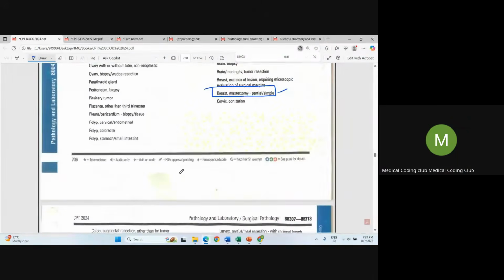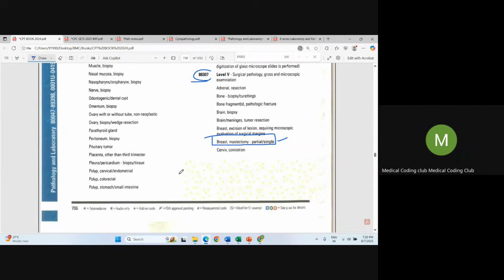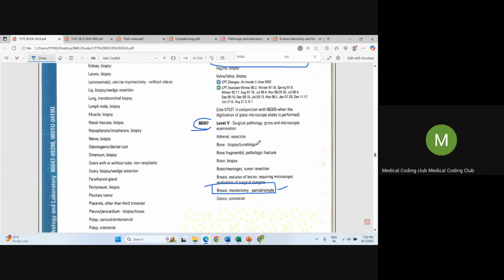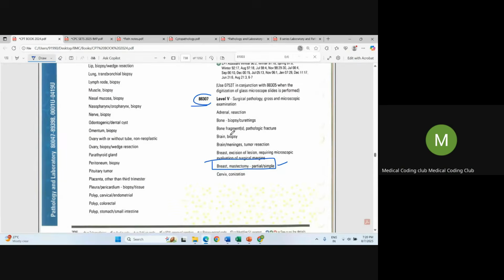So these are the groupings or levels you have. Each specimen is important. You have to check very carefully and then you can easily give the code. Another coding guideline here is units. How to give units? Say, for example, under the same level you have two specimens present, then you have to give 88307 units, and each specimen equals 1 unit. So if you have 2 specimens, give 2 units.